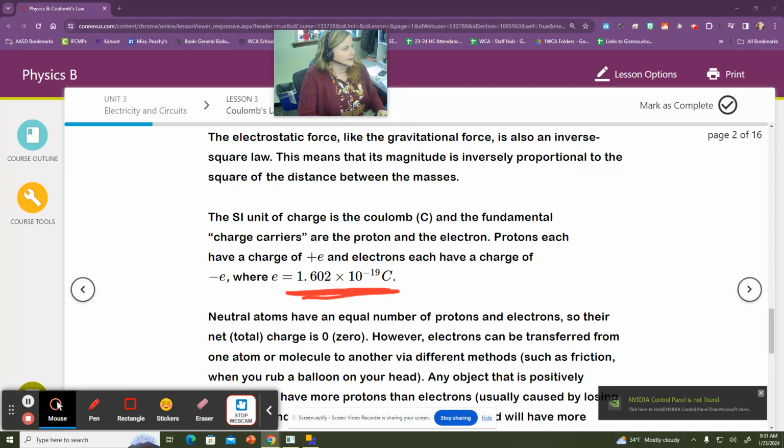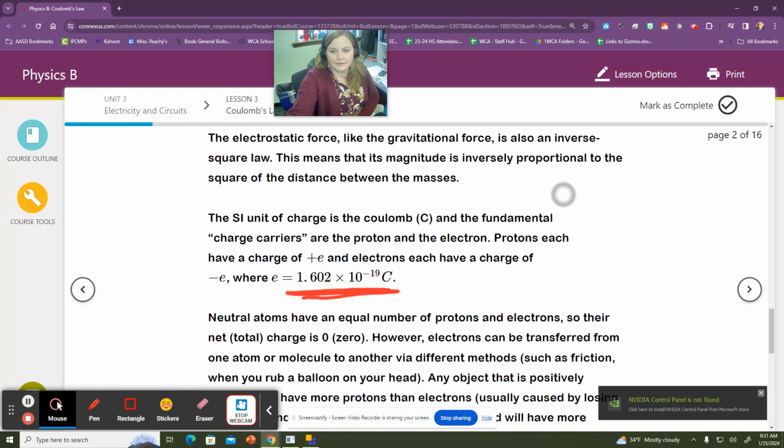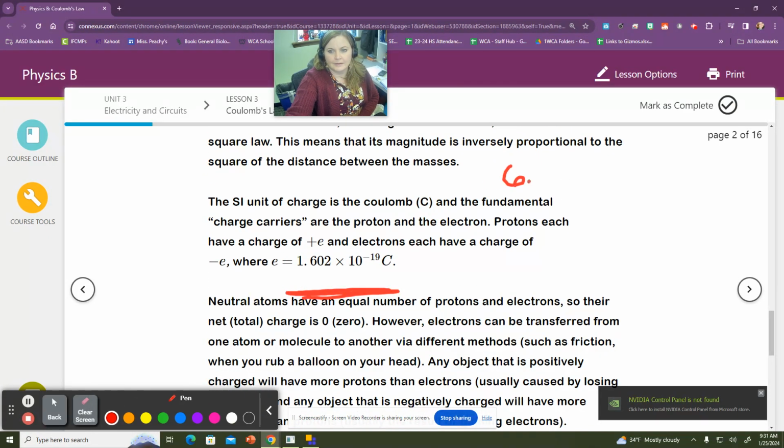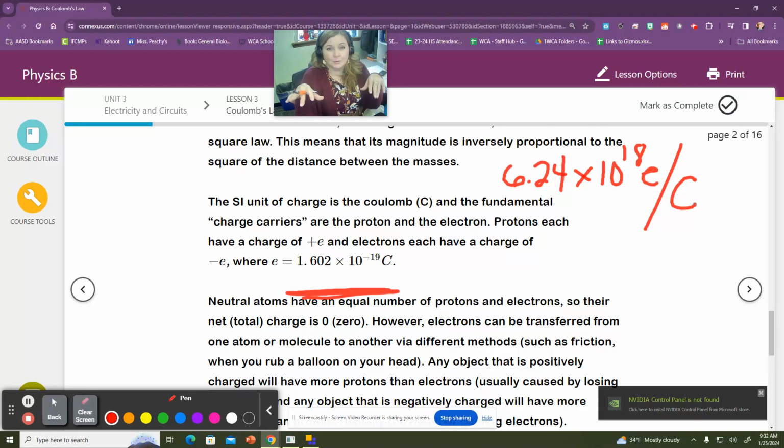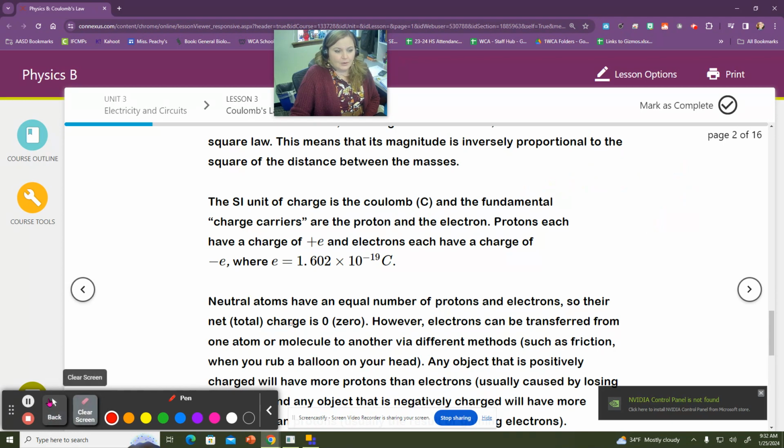The number of electrons that are found in a single Coulomb, I don't think that's ever given in the unit, is 6.24 times 10 to the 18 electrons per Coulomb of charge. So rather than focusing on one electron and its charge, we focus on the number of coulombs of charge because we've got so many electrons, if that makes sense, you guys.